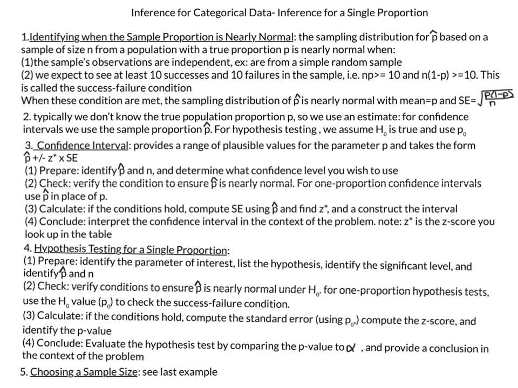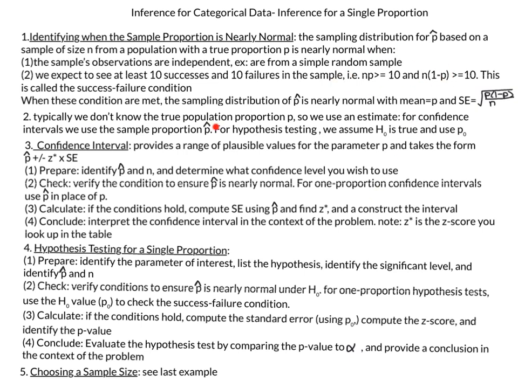For hypothesis testing for a single proportion, first you're going to prepare. You're going to identify the parameter of interest and list the hypotheses, H null and HA, identify the significance level, and identify p hat and n, the sample size. Then you're going to check. You're going to verify conditions to ensure that p hat is nearly normal under H naught. And again, those conditions are independence and also the success-failure condition. You're going to use the value of H naught for p, that is the p naught value, to check the success-failure condition.